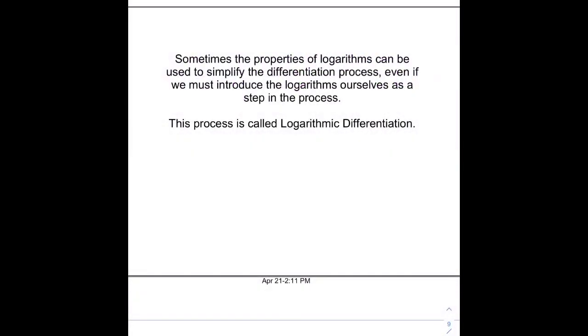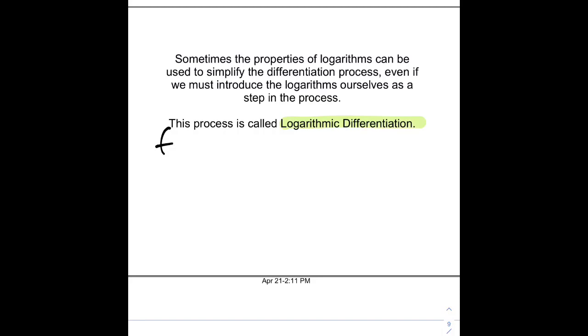Sometimes the properties of logarithms can be used to simplify the differentiation process, even if we must introduce the logarithms ourselves as a step in this process. So the last part of this video is about teaching you a process called logarithmic differentiation.